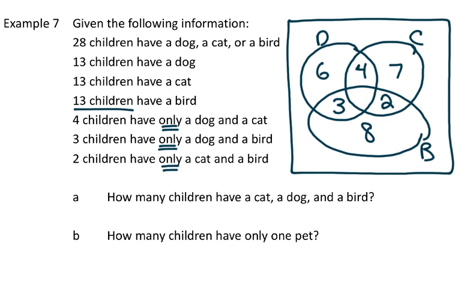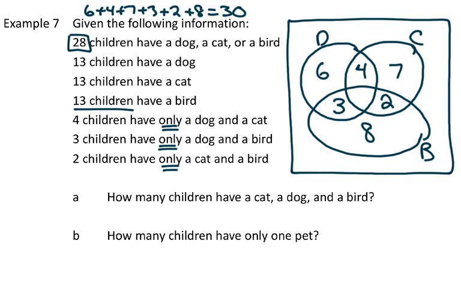Now looking at this, we take all those and add them together. 6 plus 4 plus 7 plus 3 plus 2 plus 8 gives us 30 people in this Venn diagram. But we know we have 28. So we've messed something up, but we had no way of avoiding it.